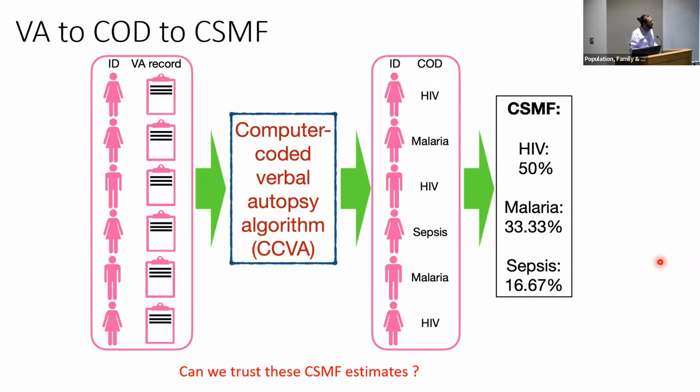We went ahead and did that, but then we wanted to understand how reliable these estimates are. Can we really trust them? To understand that, we need a secondary source of information, more comprehensive information about the cause of death, against which we can cross-tabulate these verbal autopsy predictions and see how accurate they are.